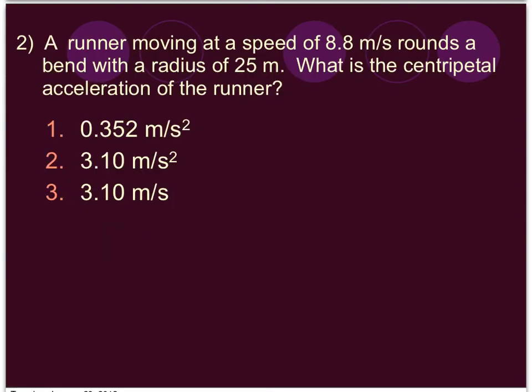Okay, so in this problem, you have a runner moving at a speed of 8.8 meters per second who's rounding a bend with a radius of 25 meters. What is the centripetal acceleration of the runner? Okay, well, we're going to use a equals v squared over r. Our velocity was 8.8 meters per second.